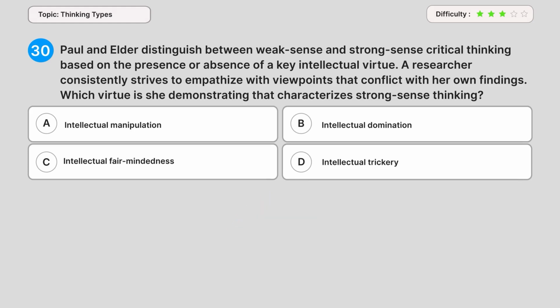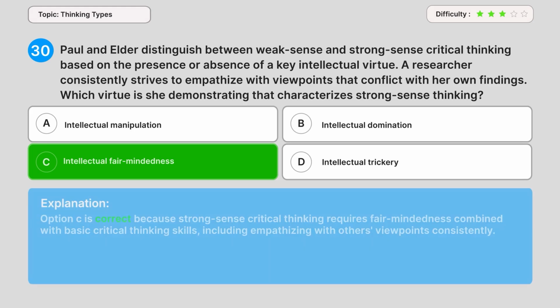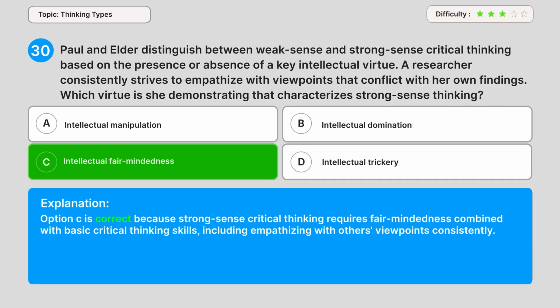Correct answer, C. Intellectual fair-mindedness. Explanation: option C is correct, because strong sense critical thinking requires fair-mindedness, combined with basic critical thinking skills, including empathizing with others' viewpoints consistently.